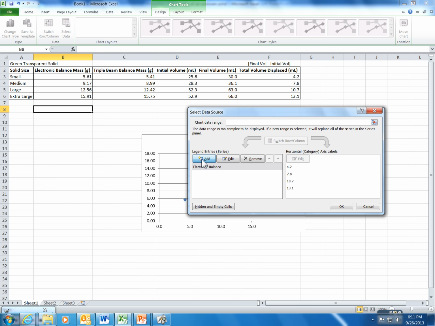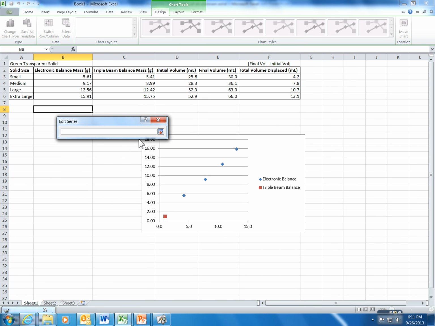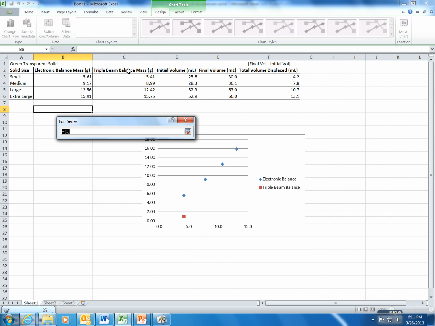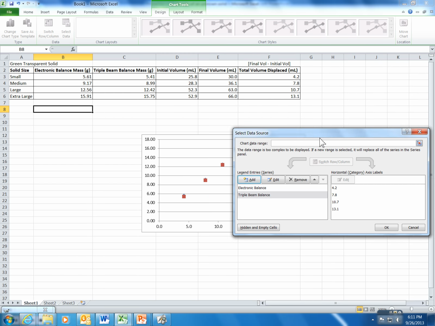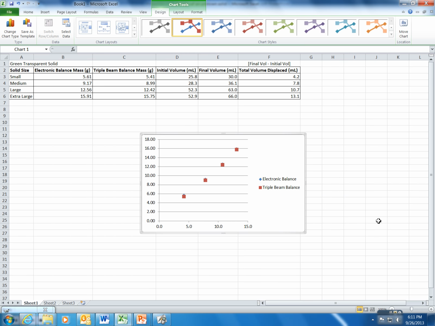So I'm going to add another series. This one is going to be called the triple beam balance. My X values again are going to be the same. It's going to be the same volume that we used before, or the total volume displaced by my solid. But my Y values are going to change this time. This time they're going to be the masses found using the triple beam balance. So I'm going to click on my red arrow and highlight my triple beam balance masses. And I'm going to click OK. And again, we can see that I've made a nice little graph. And I'm going to say, OK, I'm done.